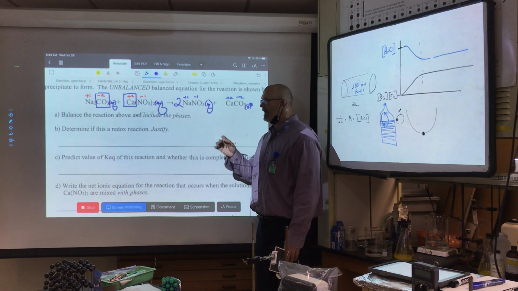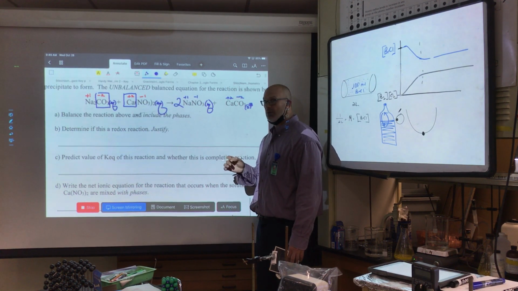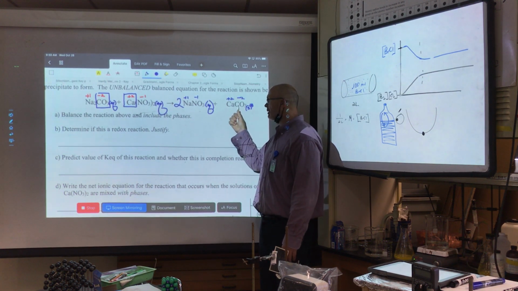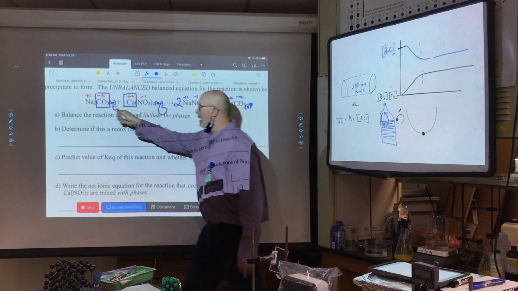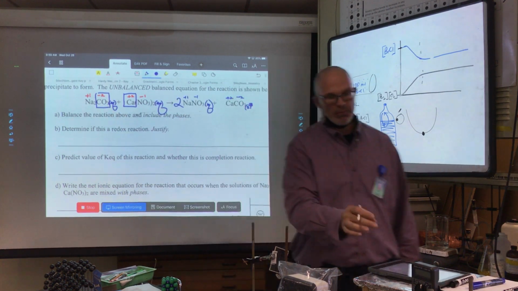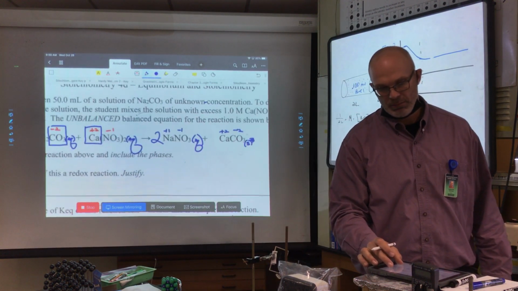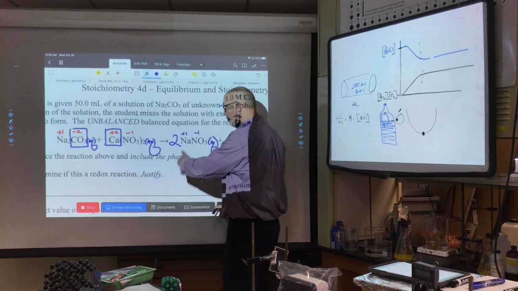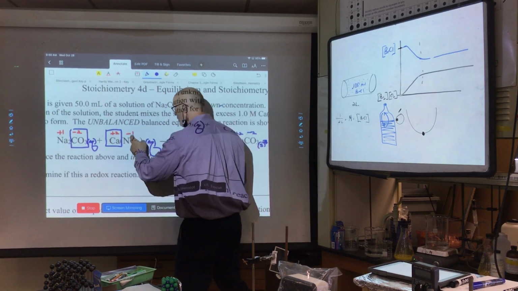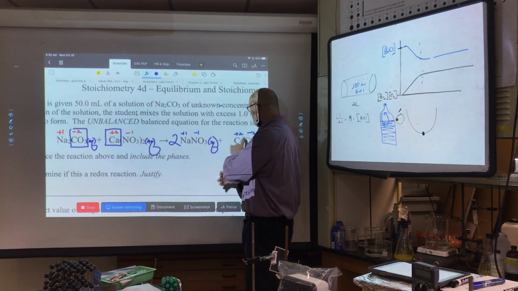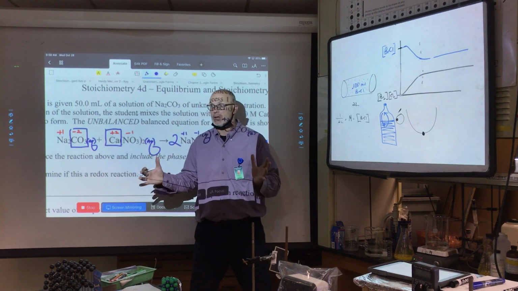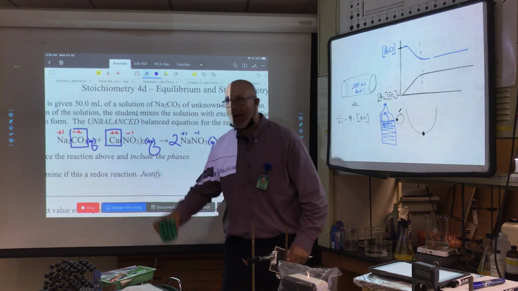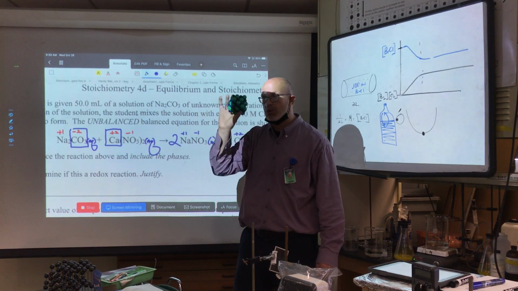Redox reactions, don't the oxidation numbers change? What's our precipitate? Calcium +2 hooking up with carbonate -2. Are the oxidation numbers changing? No. Sodium is still +1 here. It's still +1 here. The nitrate is still -1, -1. There are no oxidation numbers changing. This is not redox. We are not moving electrons. So precipitation reactions are not redox because you're maintaining.